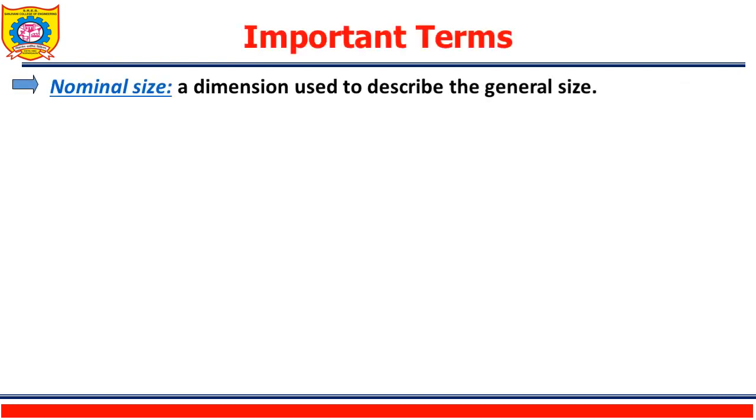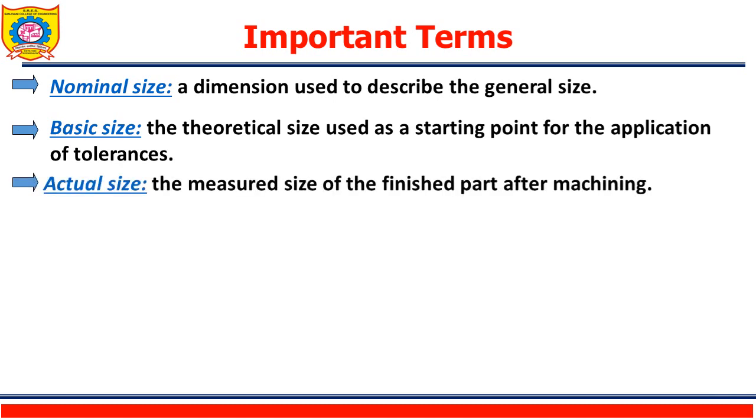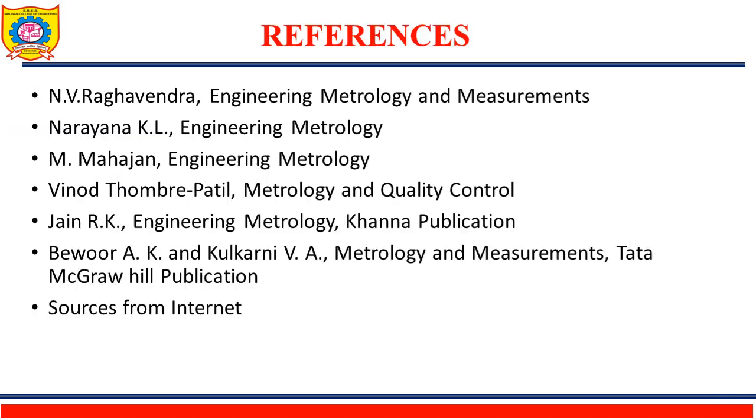Let us see here the important terms. The nominal size. What is meant by the nominal size of a component? A dimension used to describe the general size of a component is nothing but the nominal size. Basic size is the theoretical size used as a starting point for the application of tolerances. Actual size is the measured size of the finished part after machining or manufacturing. So that becomes the actual size of the component.